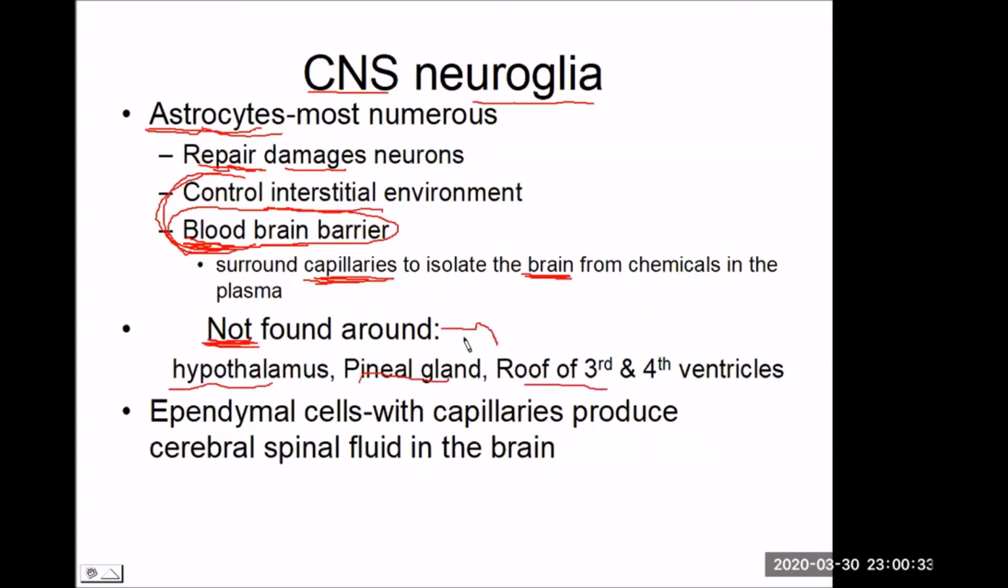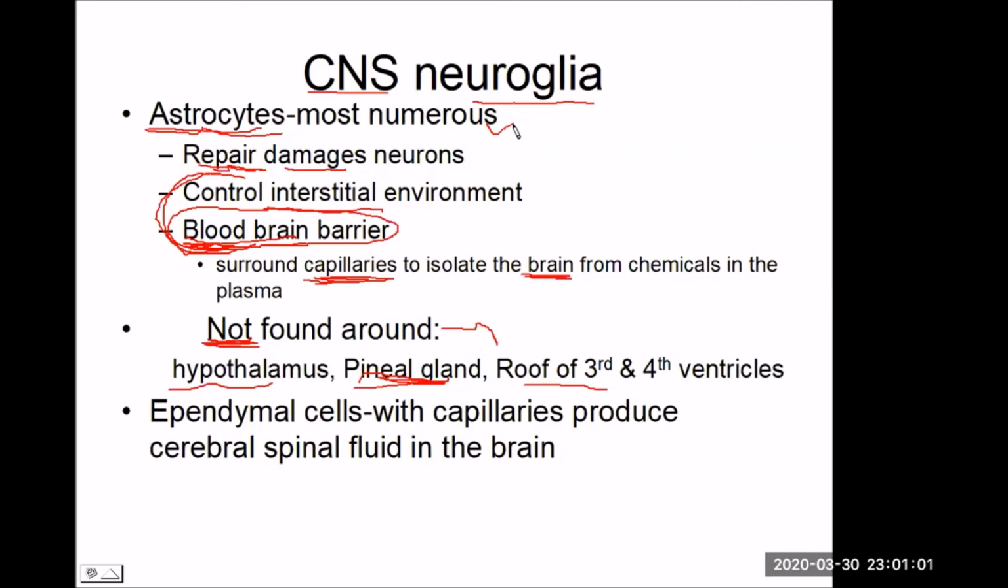And the reasoning here makes sense. These are all areas that need communication with the bloodstream. Your pineal gland, for example, produces a melatonin hormone. Hormones, by definition, need to get into your bloodstream. So it makes sense that this is an area that does not have a blood-brain barrier.